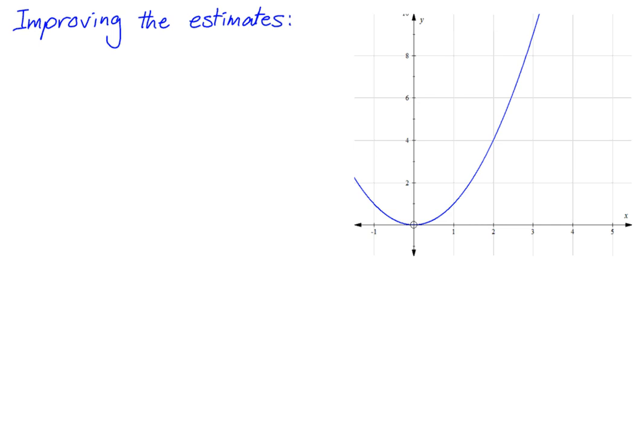Let's now try to improve that estimate that we found for the area under the curve from 1 to 3. Previously we used two rectangles, 2 lower rectangles and 2 upper rectangles. How about this time we use 4? So we are now increasing the number of rectangles.